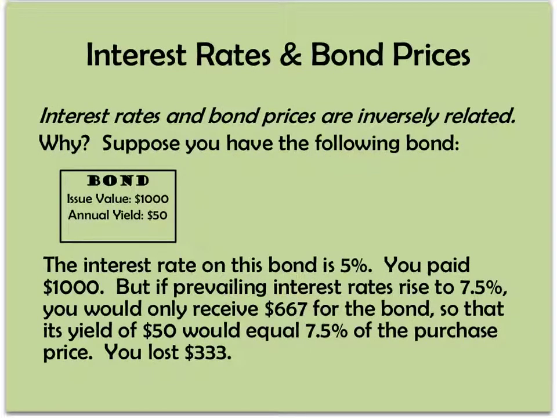The third and final thing I want you to know about interest rates is that interest rates and bond prices are inversely related, just like interest rates and the money supply. Why is that? Well, let's say you are issued the following bond, this bond right here. You paid $1,000 for it. Let's say it's a 10-year bond, and it pays $50 a year for 10 years, at the end of which you'll get your $1,000 back. Well, clearly it's paying 5%. $50 is 5% of $1,000.